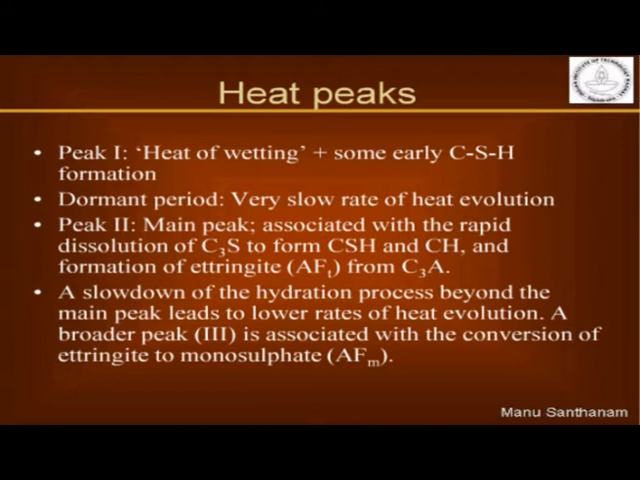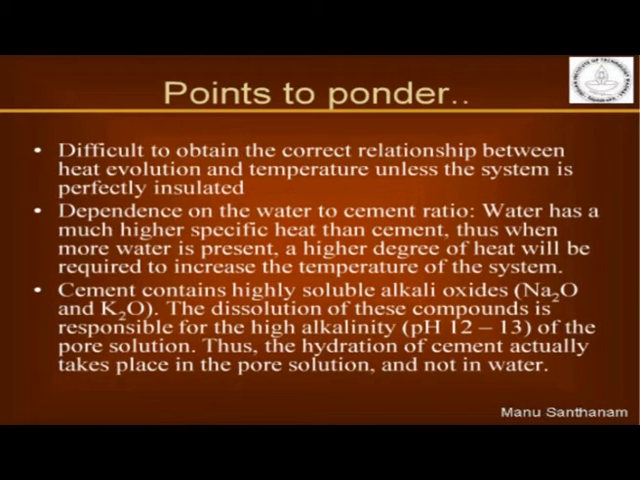Then you see a slowdown of the hydration, so you have a very low rate of heat evolution. Beyond that, you may or may not pick up a third peak, which is associated with the conversion of one form of calcium sulfoaluminate to another form. So from ettringite, we go to a phase called monosulfate. I'll talk about what these sulfate phases are and what their significance is in the actual cement chemistry. I'll skip this because this is not very central to the discussion we are having.